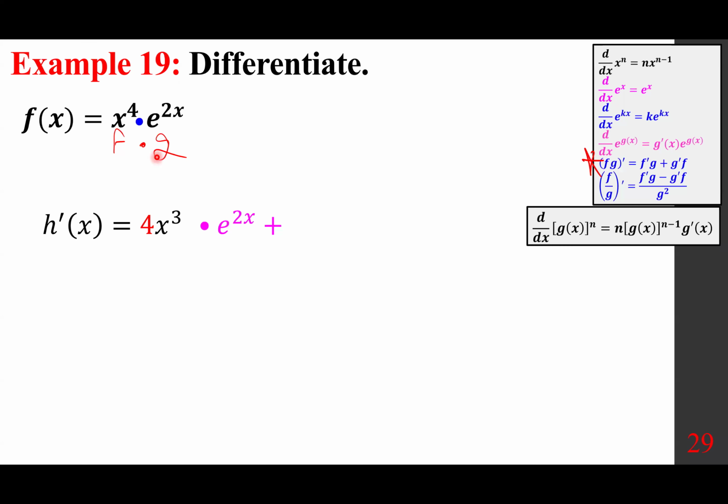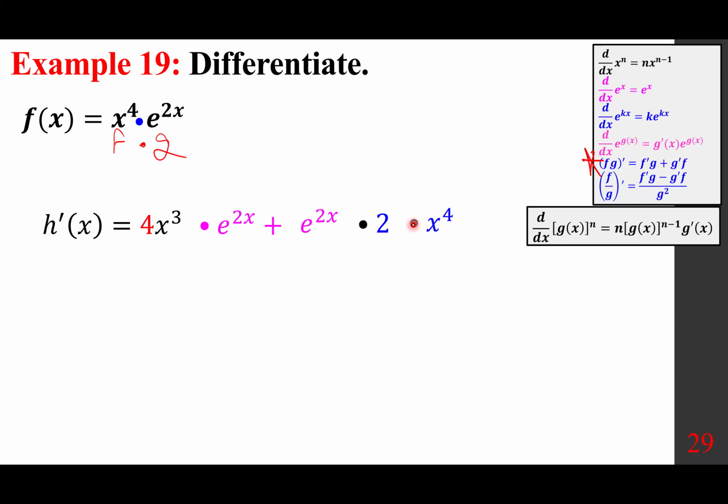plus g prime. Now, what is the derivative of exponential? Itself. Then you look at the base: it is e, so we are fine. You look at the exponent: it is 2x, so we need, by the chain rule, times 2. And then g prime f, x to the power of 4. And this is the extent of calculus. We are done. We are going to simplify by factoring the common factor.